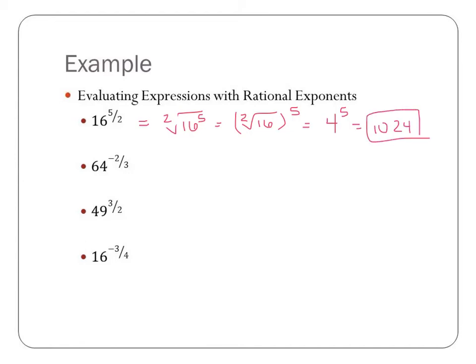So this next one, I would do the cube root of 64 to the negative second. So the cube root of 64, we've talked about this one a few times today. The cube root of 64 is 4, so you're going to get 4 to the negative second. That negative second moves it to the bottom, and you get 1/16.